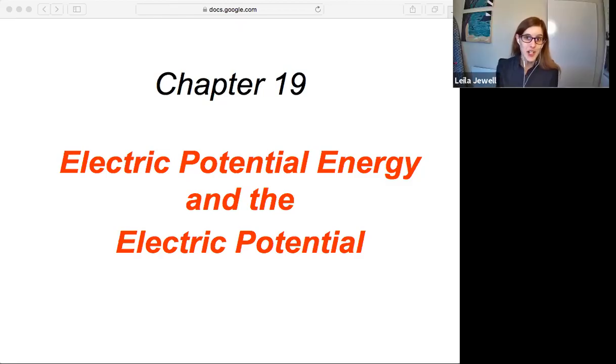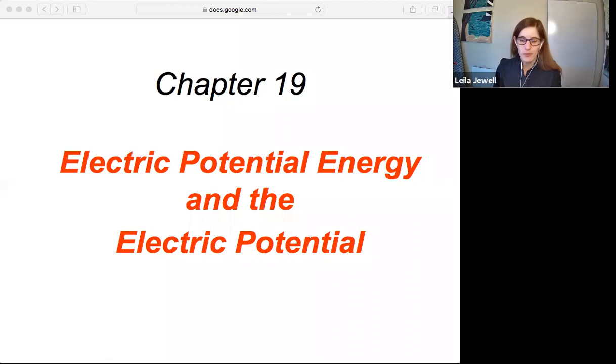Chapter 19, Electric Potential Energy and the Electric Potential. These two terms sound really similar, and it turns out they're closely connected. Just as in the last chapter, chapter 18, we saw that electric forces and the electric field were also closely connected. The main difference, once again, is going to be the charge. So let's charge into this.